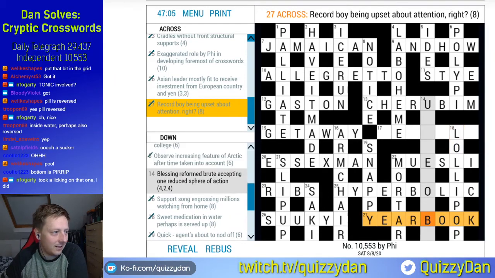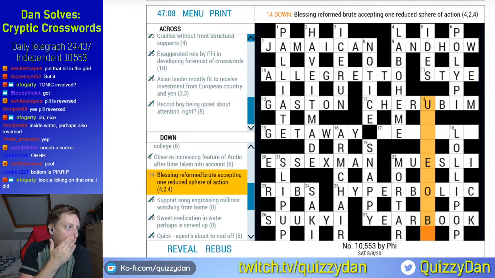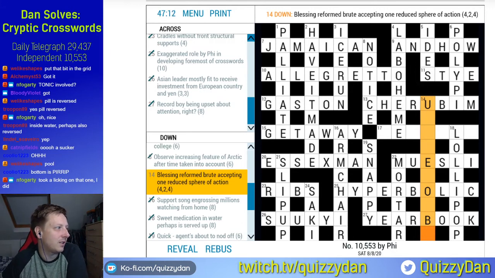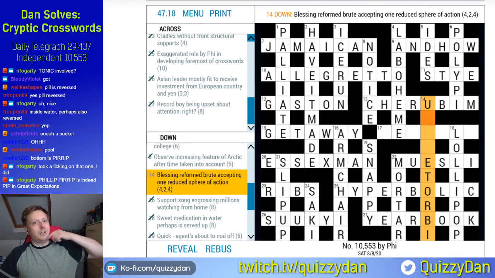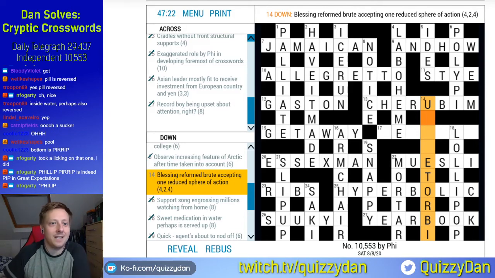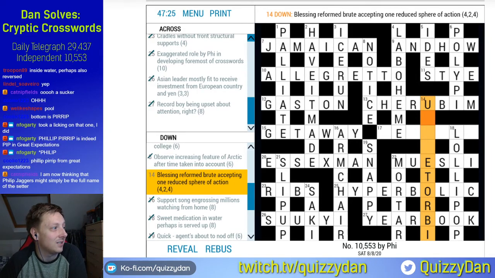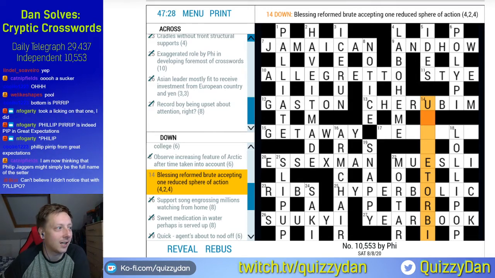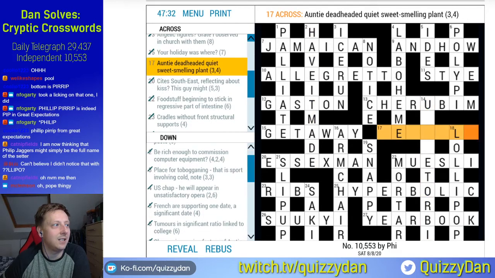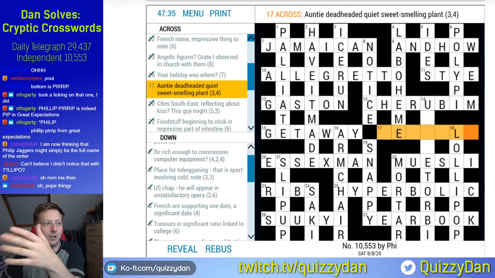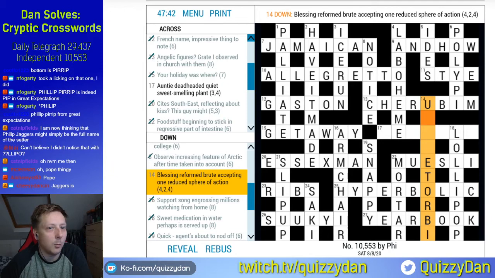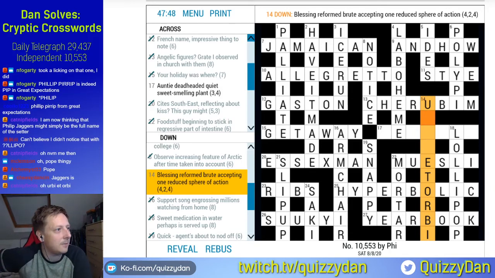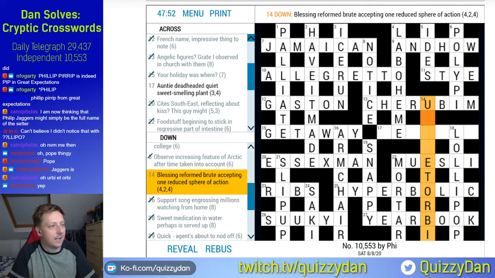The bottom is Pirip, is it? Is this going to be an I? Blessing, reformed brute. Oh, this is going to be in Latin, isn't it? Something et orbi. Oh no. Philip Pirip is indeed Pip in Great Expectations. So is Jaggers also a character? And there must be another character called Wembick or something, yeah? What is Jaggers is a character. There we go. So I had great expectations about this clue. About this crossword. Urbi et orbi is this.